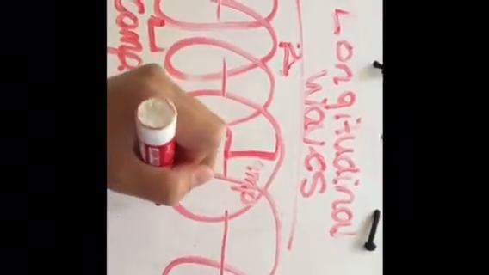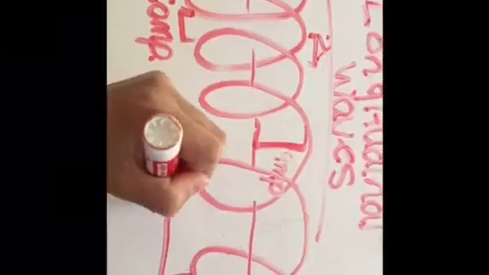Then we have a compression, which is the region where the particles are closest together. So this is the compression. And then we have the region where the particles are farthest apart, which is the rarefaction. So there you have it.